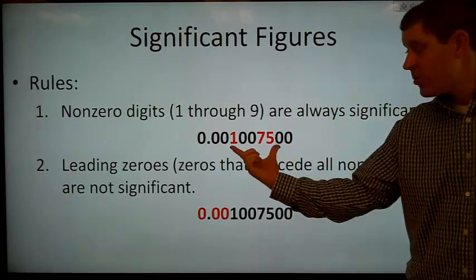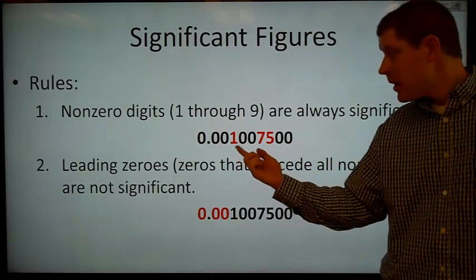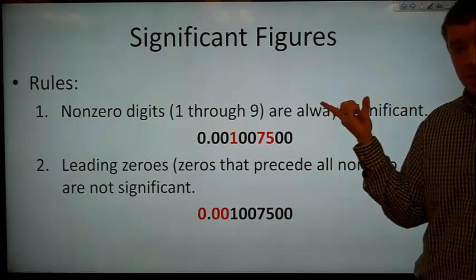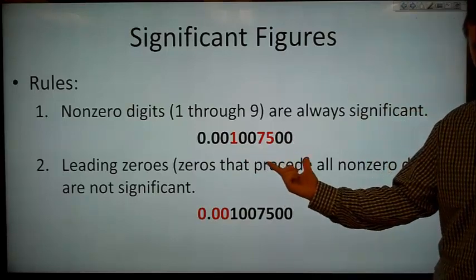So in this number, 0.001007500, the 1, the 7, and the 5 are non-zero digits. All the others are zeros. So those are always going to be significant.